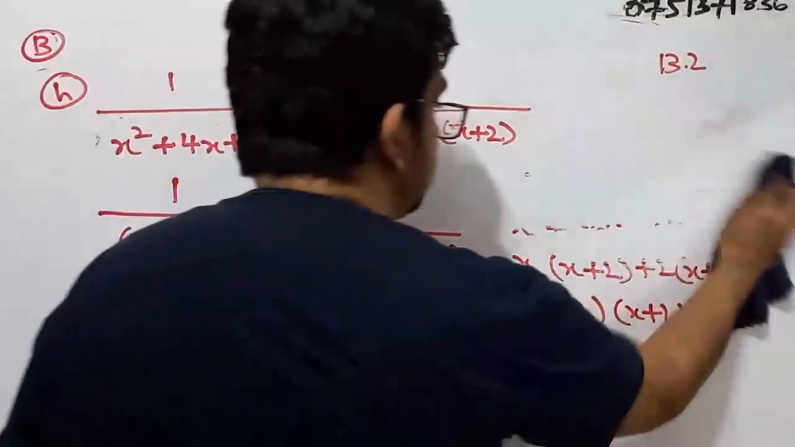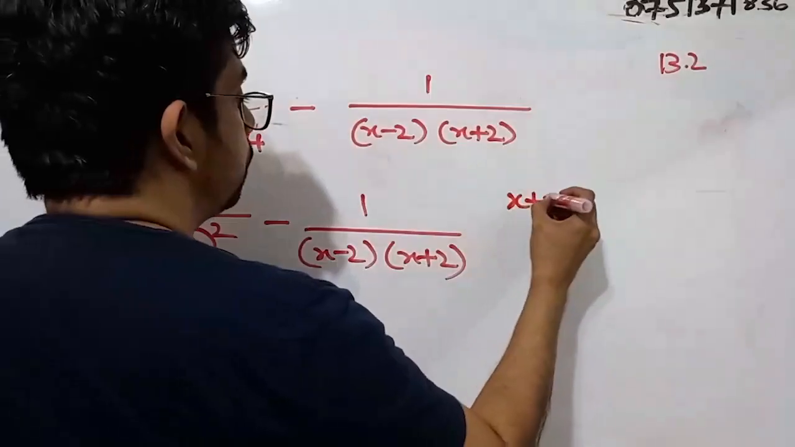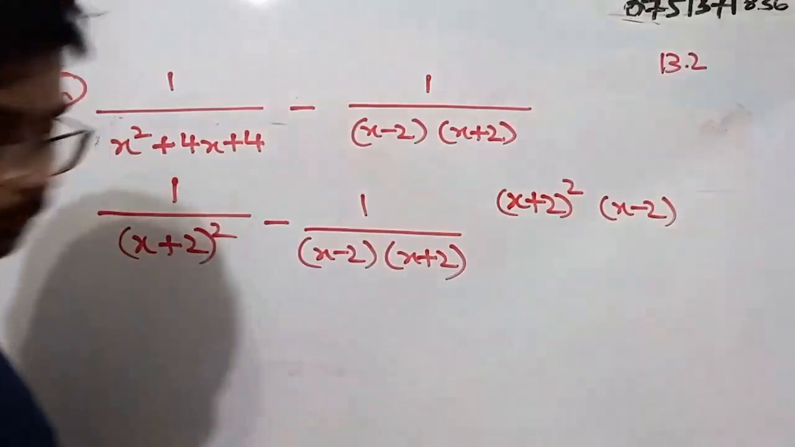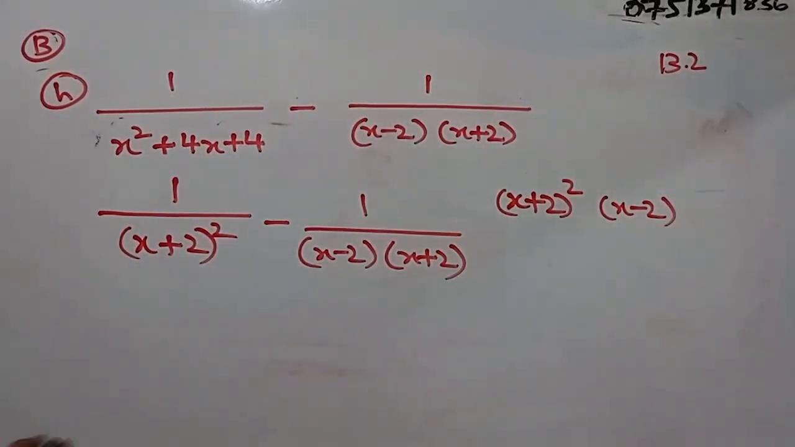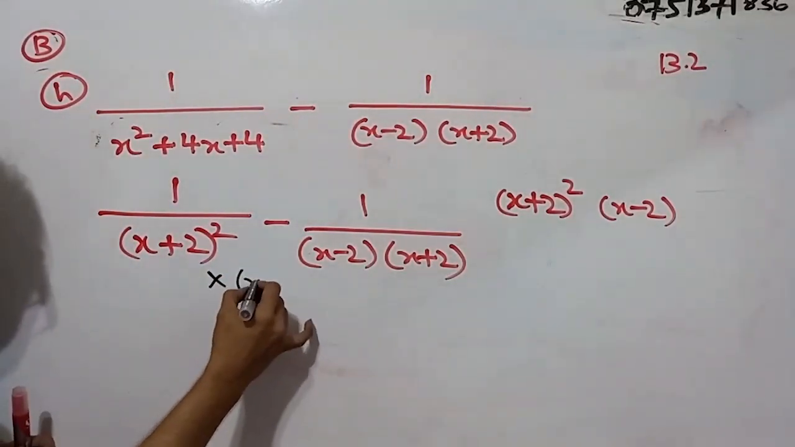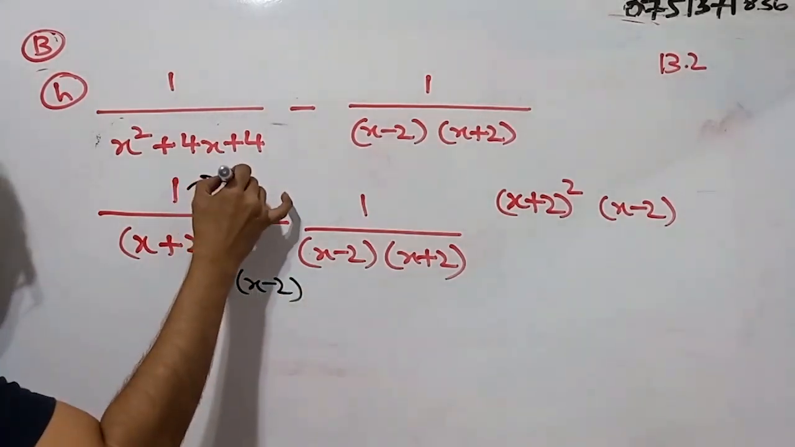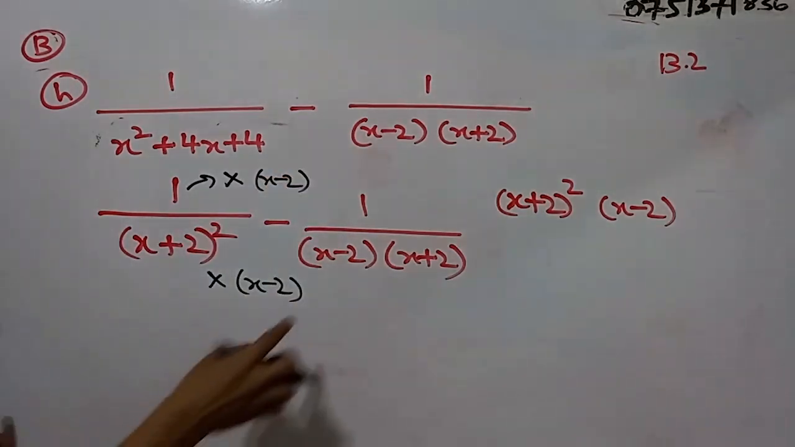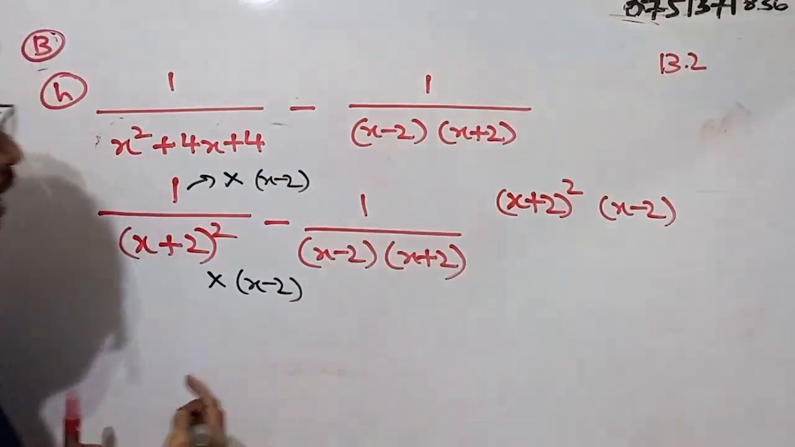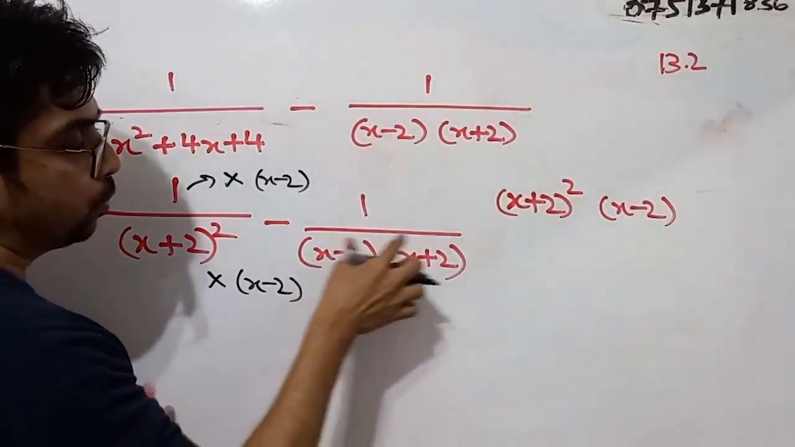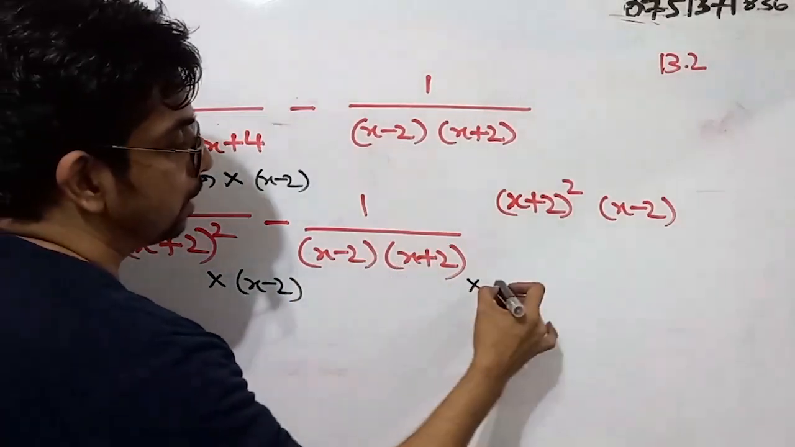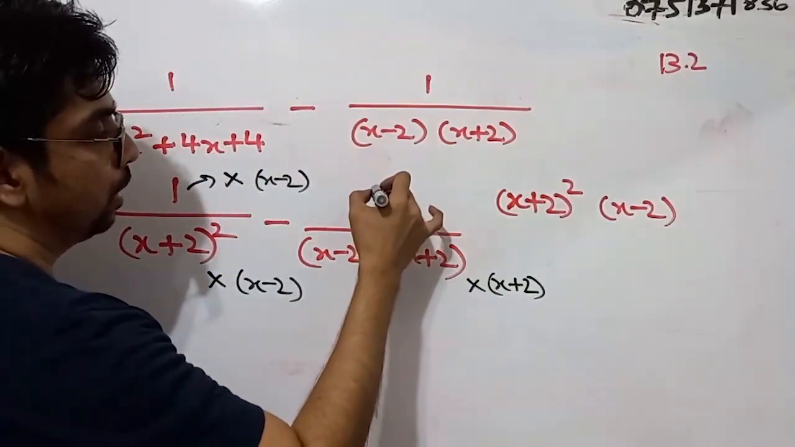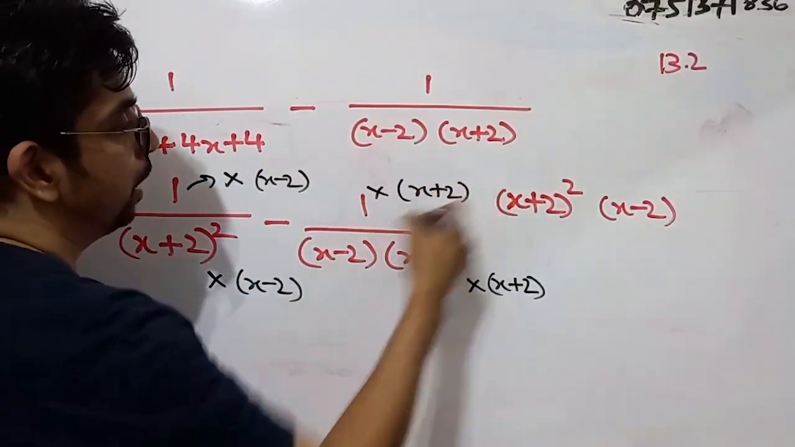Okay, so what's the least common multiple? (x plus 2) squared and x minus 2. So that means we have to multiply this term by x minus 2. So we need to multiply 1 by x minus 2 as well. For this expression, we have x minus 2 and x plus 2. That means we need to multiply this term by x plus 2 once. So we need to multiply 1 by x plus 2 as well.